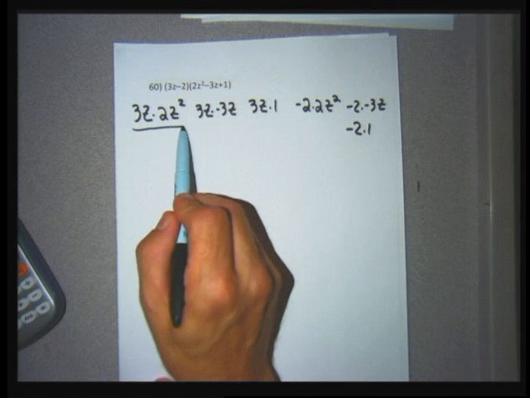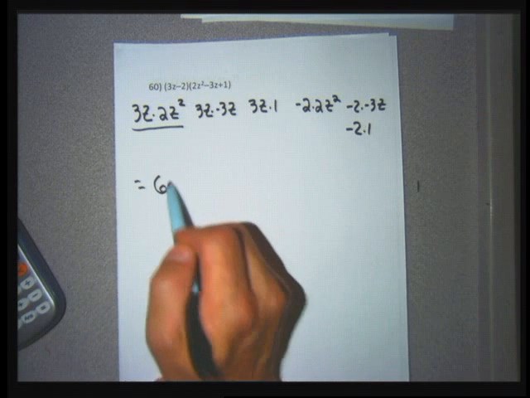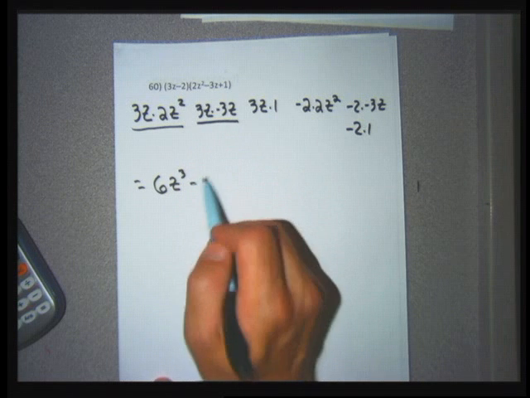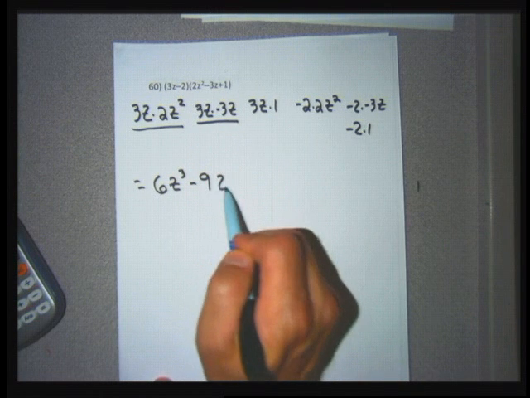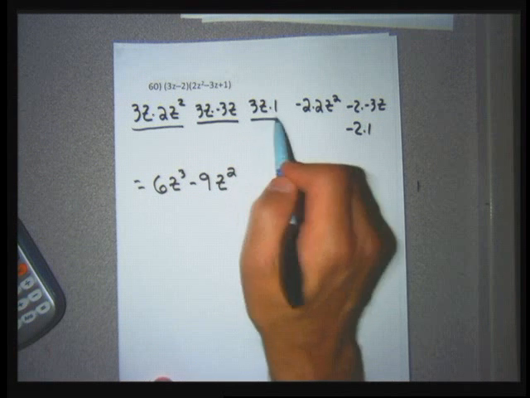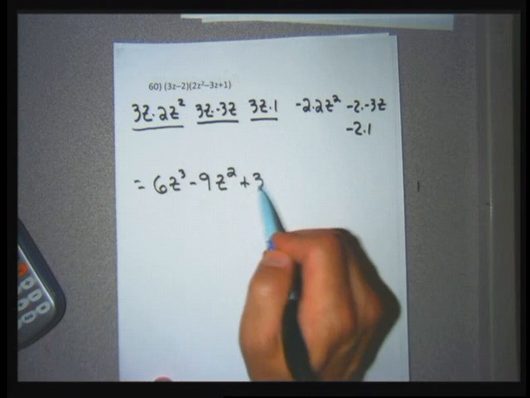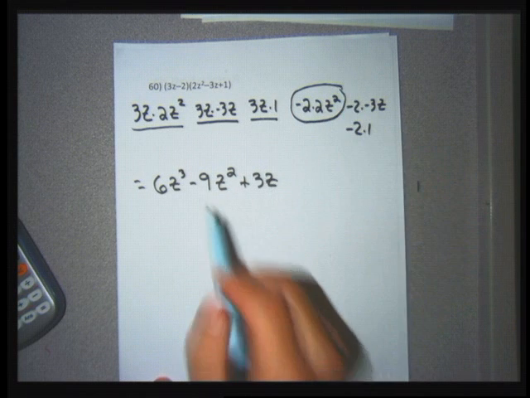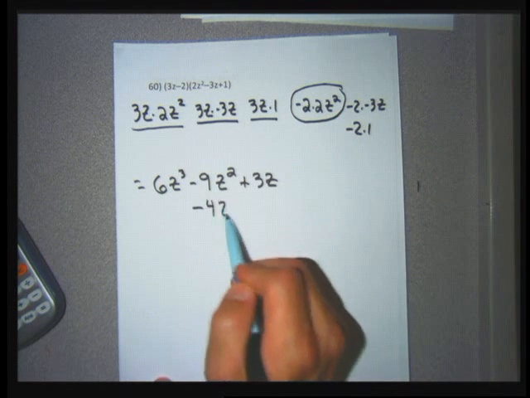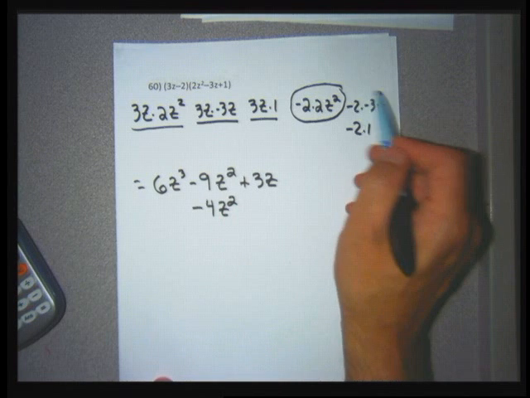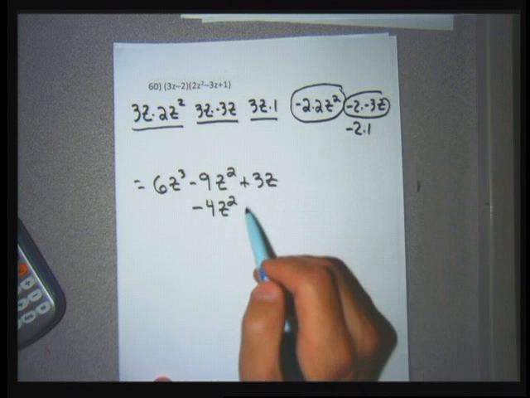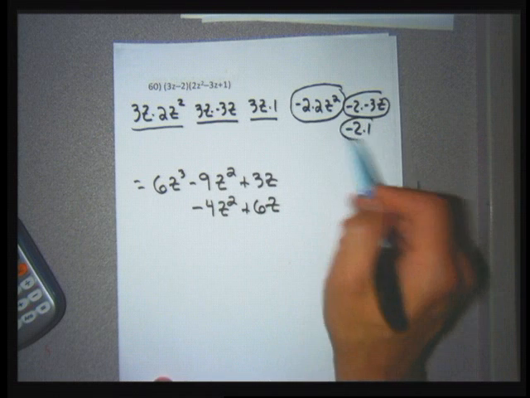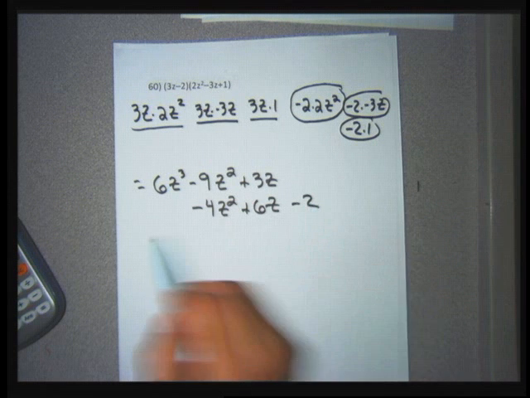First multiplication, 3 times 2 is 6, z times z squared is z cubed. Next multiplication, 3 times negative 3 is negative 9, z times z is z squared. Third multiplication, 3z times 1 is a positive 3z. Fourth multiplication, negative 2 times 2 is negative 4, leave the z squared alone. Fifth multiplication, negative 2 times negative 3 is positive 6, leave the z alone. Last multiplication, negative 2 times 1 is negative 2.